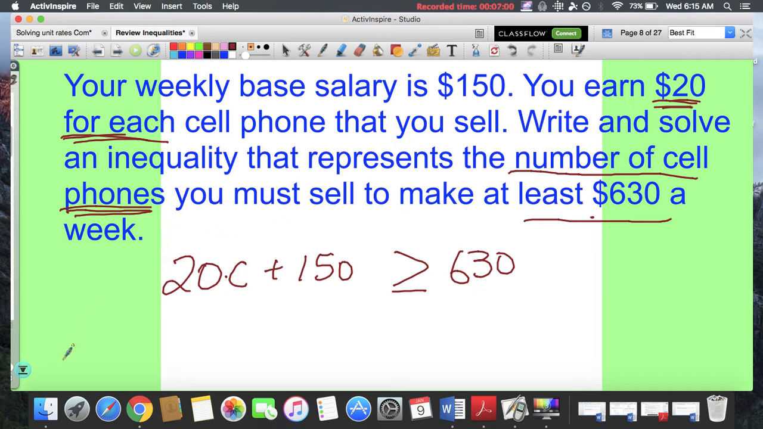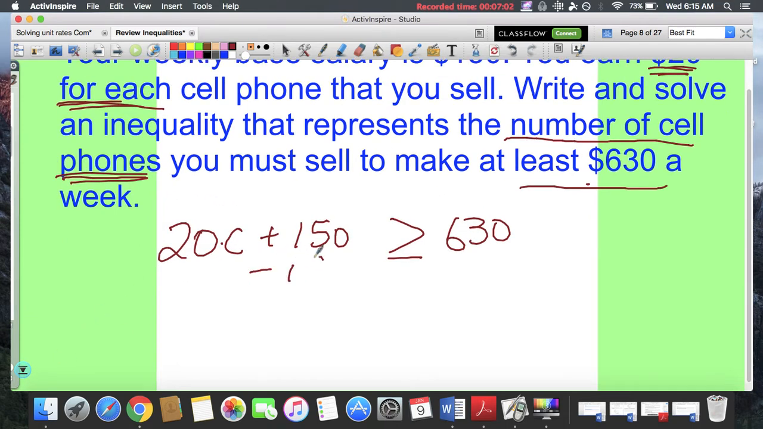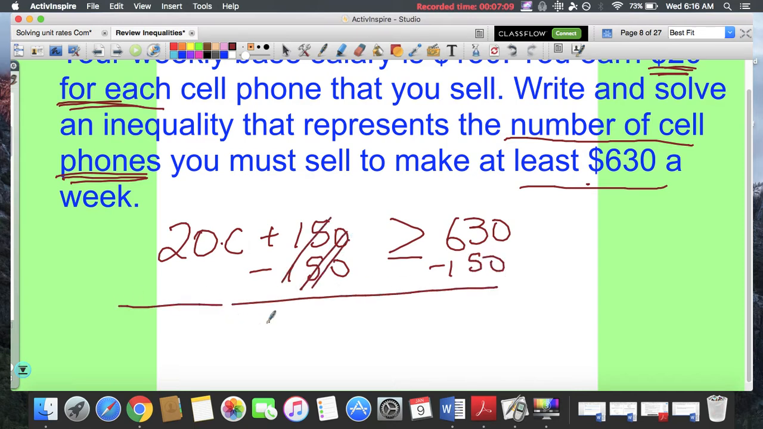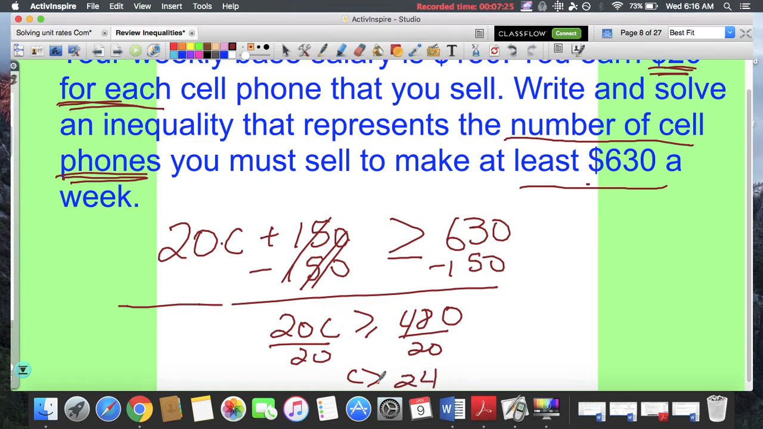hopefully will be greater or equal to 630. So minus 150, minus 150. Take your calculator, and then you have 20C greater than or equal to 480. Divide both sides by 20, and C is going to be 24. So C is 24 or greater. You need to sell at least 24 cell phones to make your goal of $630.